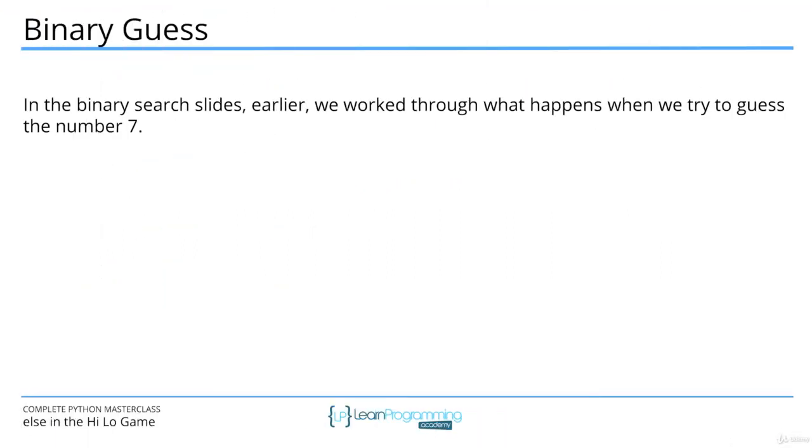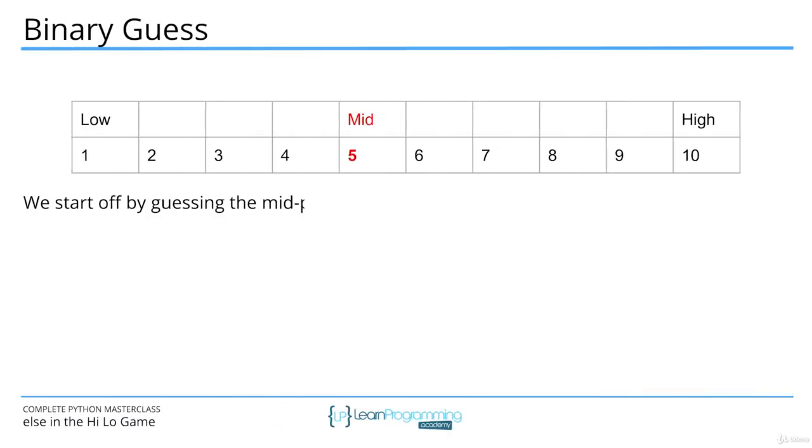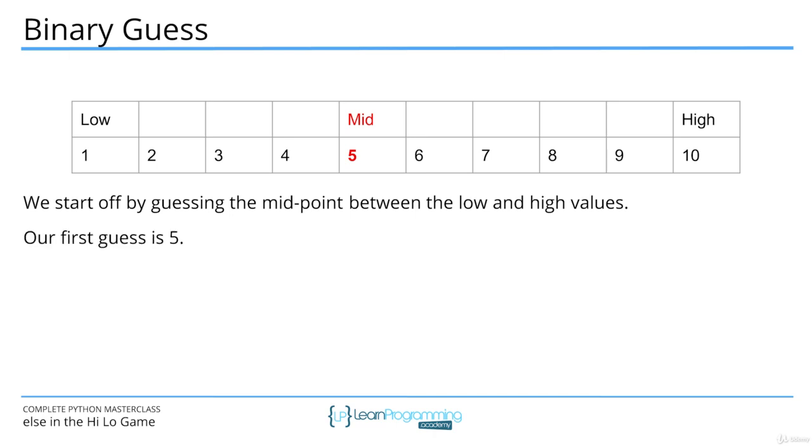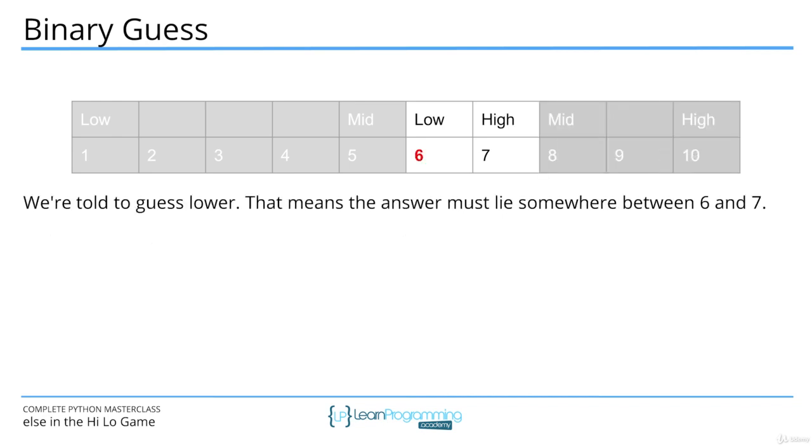Alright, so in the binary search slides earlier, we worked through what happens when we try to guess the number 7. We were guessing in the range of 1 to 10. So I want to quickly review those earlier slides. We start off by guessing the midpoint between the low and high values. Our first guess is 5. We're told to guess higher. That means the answer must lie somewhere between 6 and 10. The new midpoint is 8, which becomes our second guess. We're told to guess lower. That means the answer must lie somewhere between 6 and 7. Our third guess will be 6.